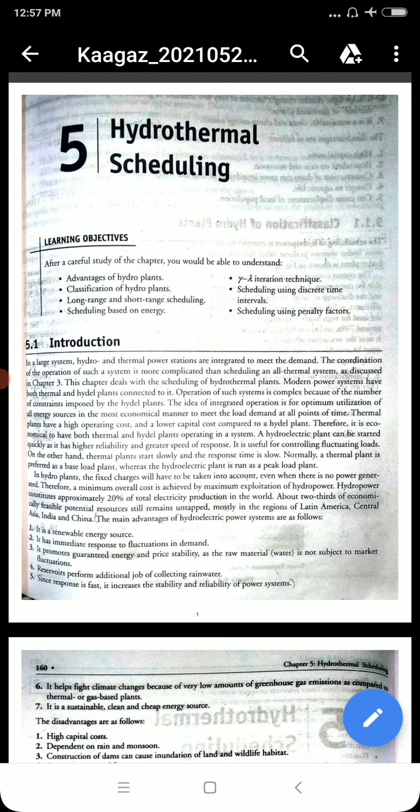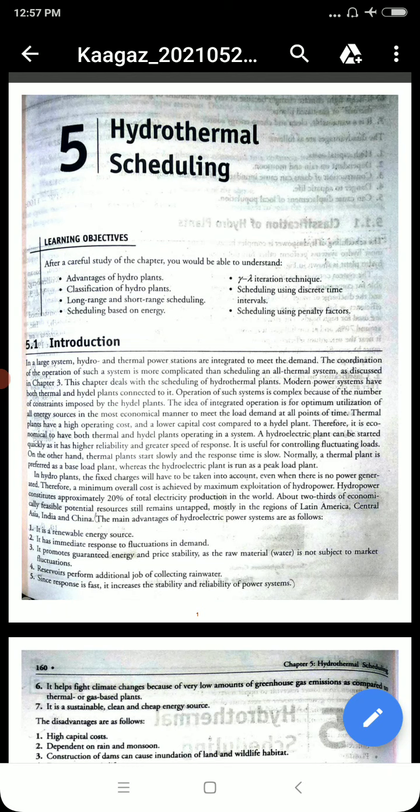In the previous classes, you have seen how a thermal unit is committed, that is unit commitment. And in the previous semesters, you have studied how a number of units work together to get the economic output, that is called economic dispatch.